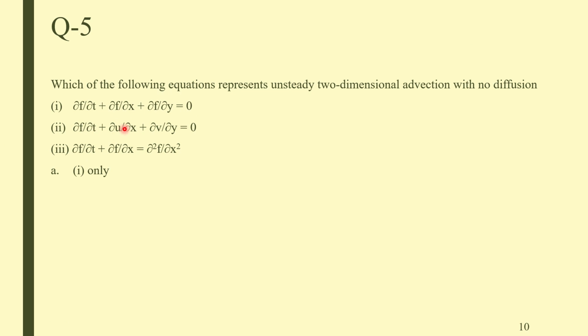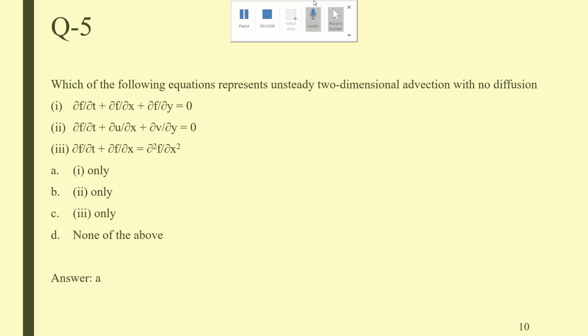Second one: dou f by dou t plus dou u by dou x plus dou v by dou y is equal to 0. Third one: dou f by dou t plus dou f by dou x is equal to dou square f by dou x square. By now we should know that this is a one-dimensional equation with advection as well as a diffusion term, while the first is a two-dimensional advection term, unsteady. All are unsteady equations, and the second is just a mix-up of these things. It is not a proper one. So the first one is the right answer. Option A is 1 only, B is 2 only, C is 3 only, option D none of the above. So the answer to this problem is option A. It is the same as the first question.